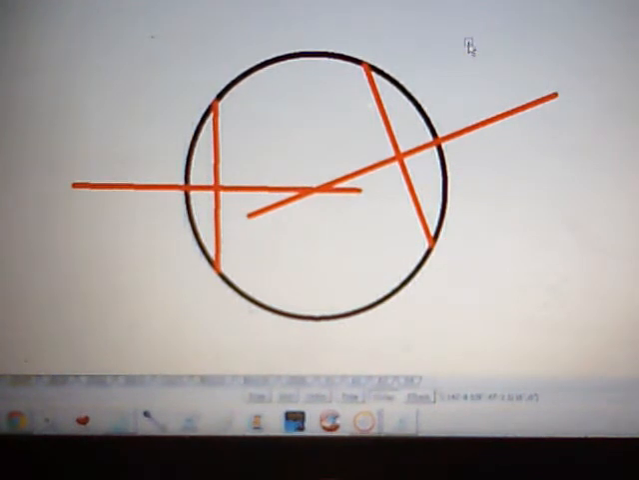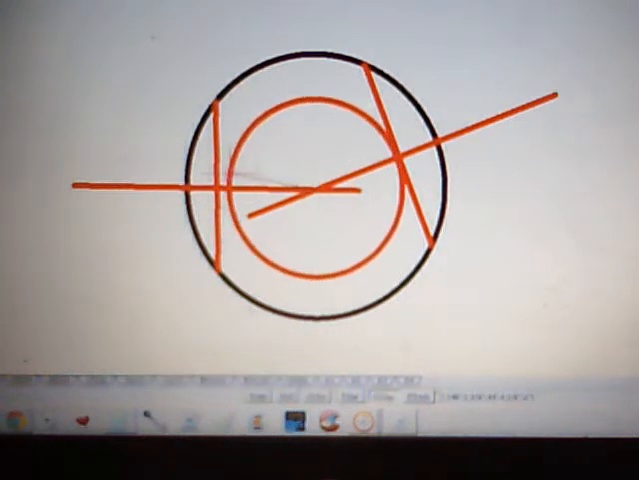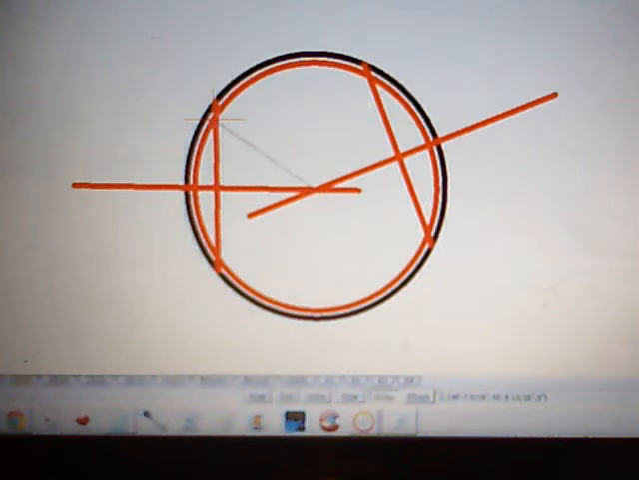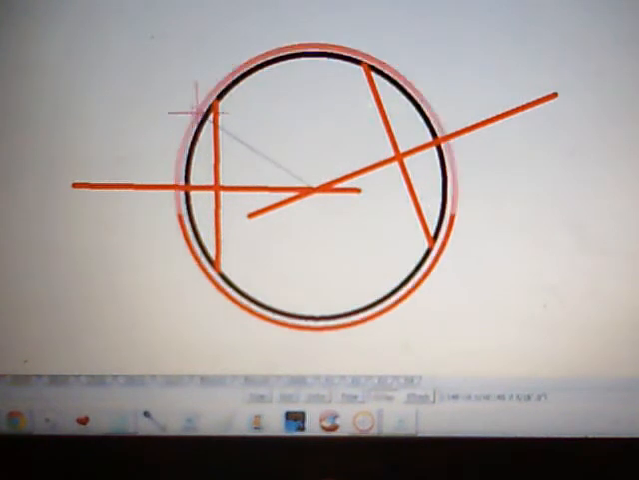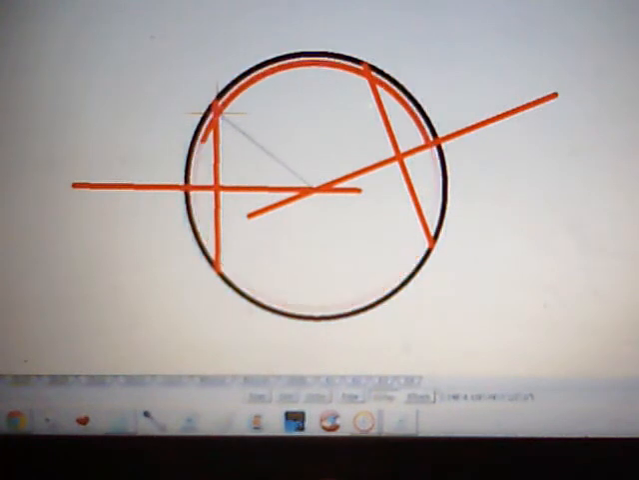So now, where these two perpendicular bisectors of the two chords intersect is the center of the circle. And here's what I forgot to do last time, is prove it. There's the center of the circle. And if I draw a new circle, you can see it. You can see very clearly that these circles share the same center.